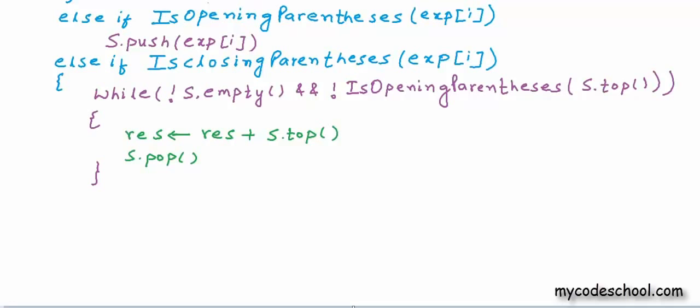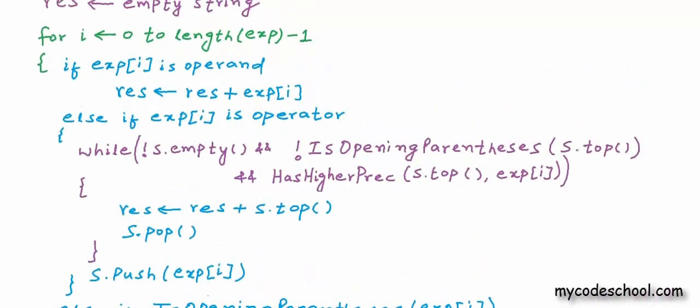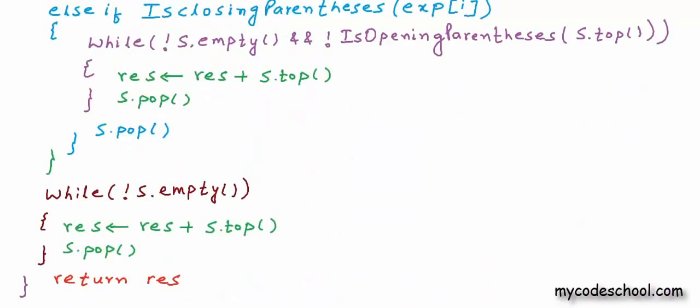After this while loop, in the last else if, we should do one extra pop, and this extra pop will pop the opening parenthesis. And now we are done with this else if, and this is closure of my for loop. Rest of the stuff will remain same. After the for loop we can pop the leftovers and append to the string, and finally we can return. So this is my final pseudocode.